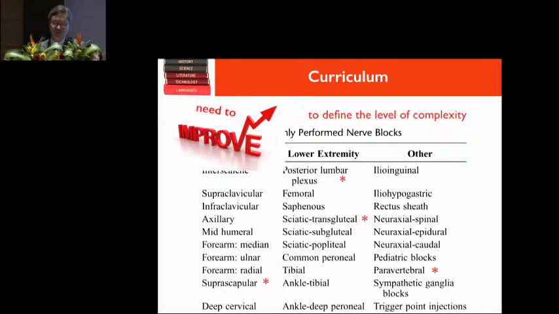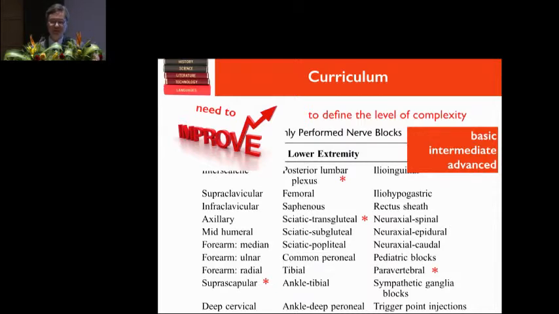Some blocks are very easy to do, and it would take you no more than 10, 15 to master the skill, but some are much deeper blocks to do and much more challenging. I think we should now divide it into basic, intermediate, advanced, and for each block, we can maybe come up with 10 essential things that we should learn from each block.